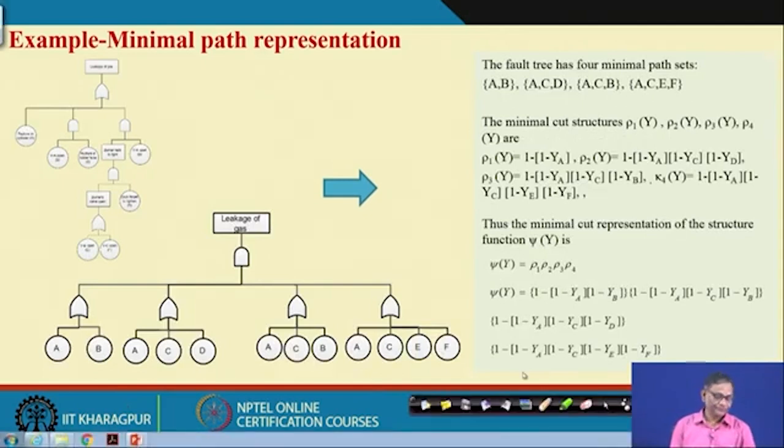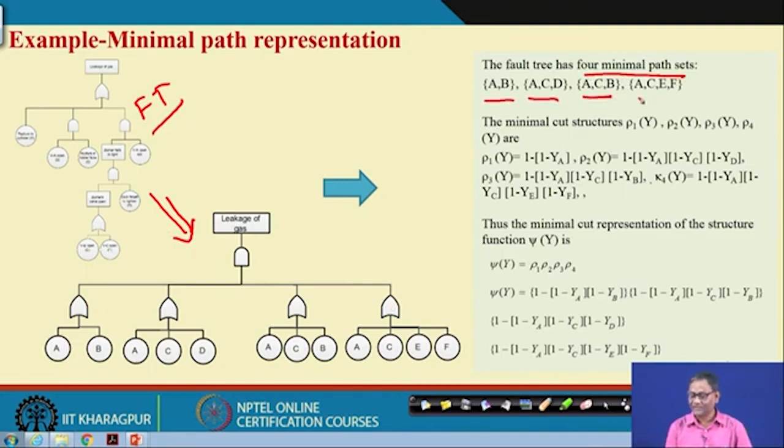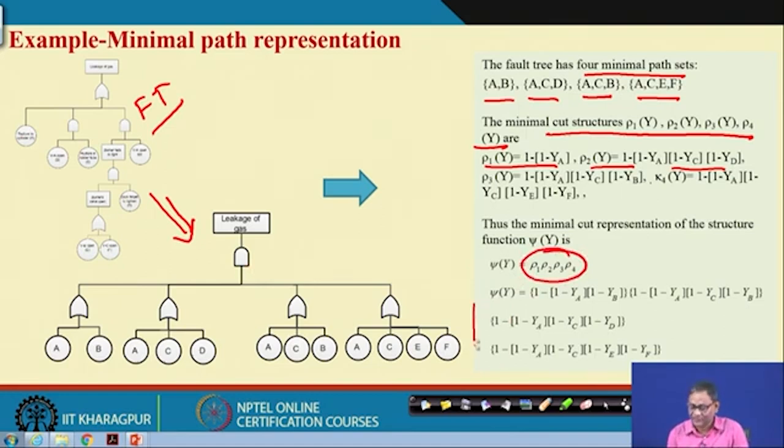The second example is leakage of gas; this is the original fault tree. Here is the minimal path set representation. Four path sets are there: A B, A C D, A C B, and A C E F. Then we generate the four structure functions and find out every one. Finally you have the AND, so you multiply all those structure functions, and if you decompose it you get this function, and further you can multiply and get the values. Once you have psi of y, you know how to calculate the unavailability; the same formula will be used.